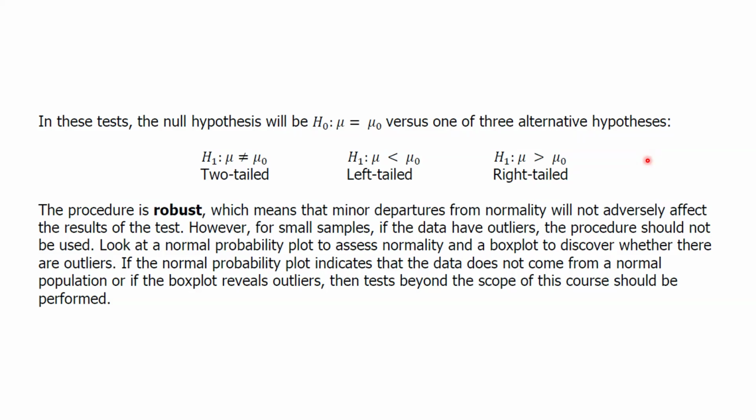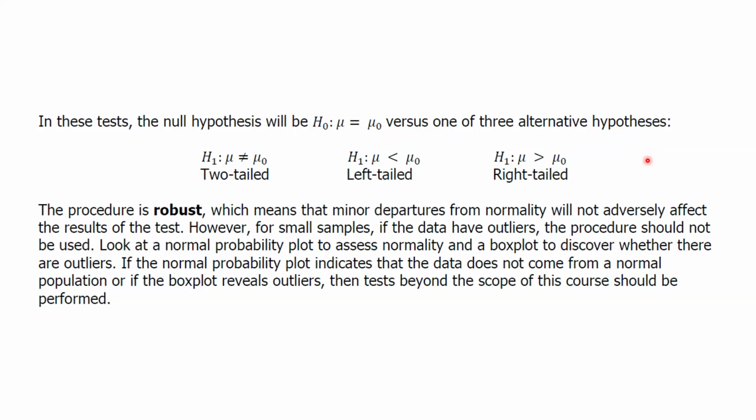So the procedure is robust, which means that minor departures from normality will not adversely affect the results of the test when performing these hypothesis tests. However, for small samples, if the data have outliers, the procedure should not be used. Look at a normal probability plot to assess normality and a box plot to discover whether there are outliers. So if the normal probability plot indicates that the data does not come from a normal population, or if the box plot reveals outliers, then tests beyond the scope of this course should be performed.